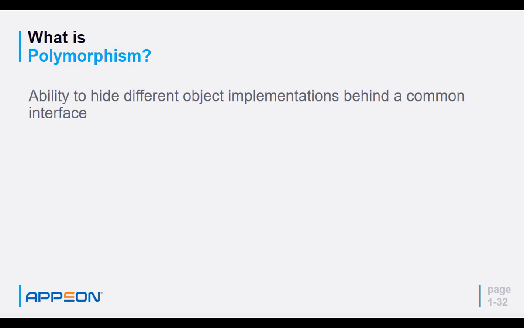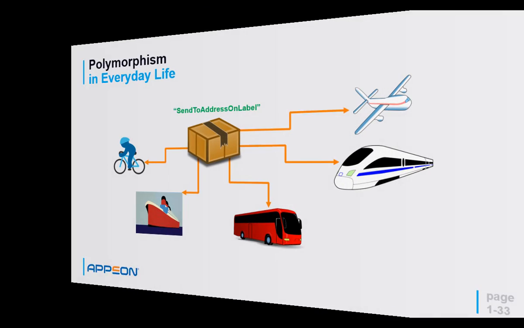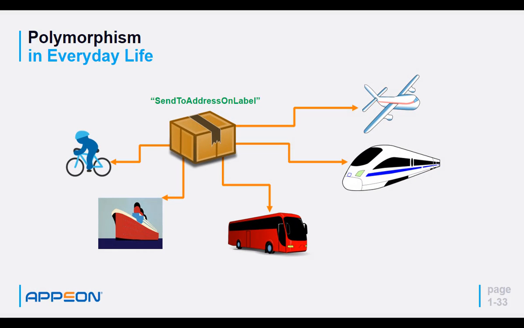Polymorphism: the ability to hide different object implementations behind a common interface. So let's have a practical look at how that would actually work. For example, we have a carton. It's some kind of shipping container. There's an address on it, and somebody invokes that it's time to actually ship this to the address on the label. So that executes some kind of business flow at that point in time.